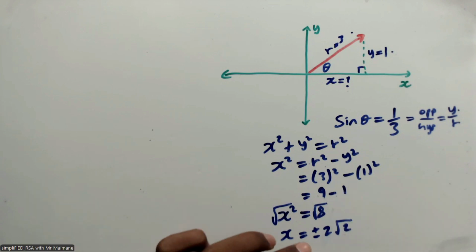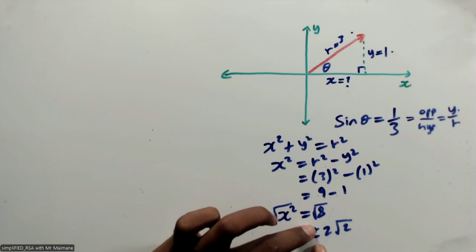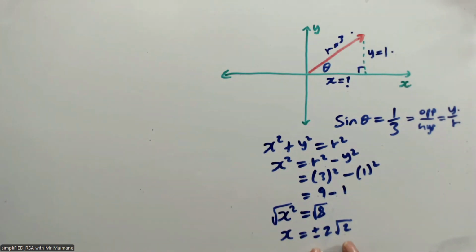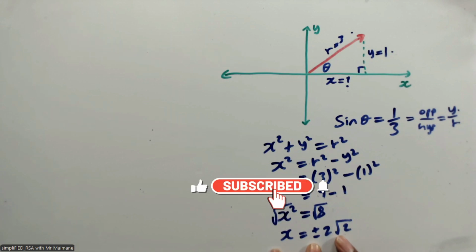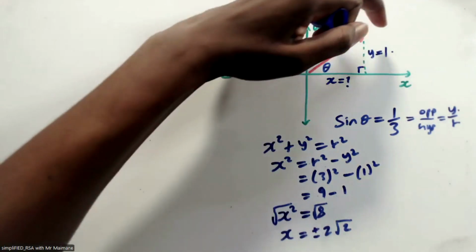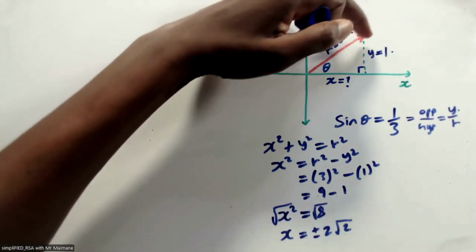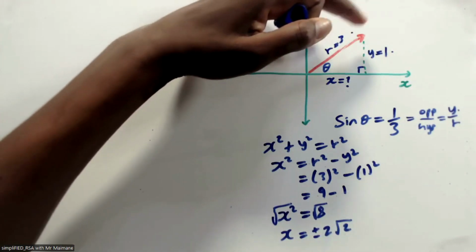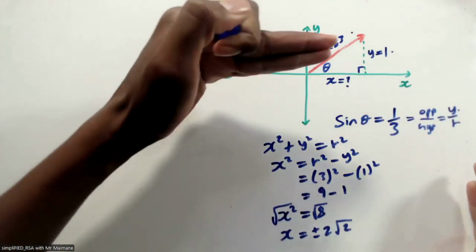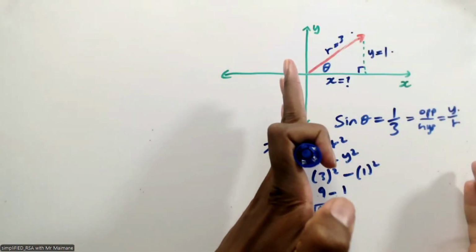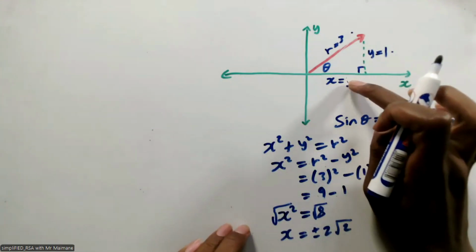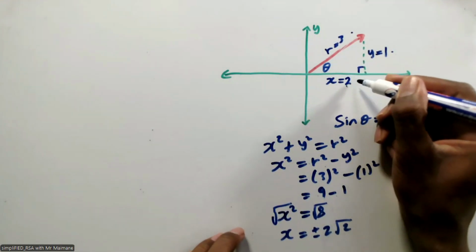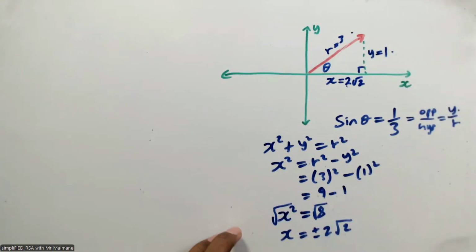But here's the thing. Now that x is plus or minus, how do you determine if you take the positive number or the negative number for x? Now I'm here to tell you that you decide based on where your R is. So in this case, R is in the first quadrant. And since it's the first quadrant, I know that X is positive here and Y is positive here. So I would choose the positive value for X to be 2 root 2.